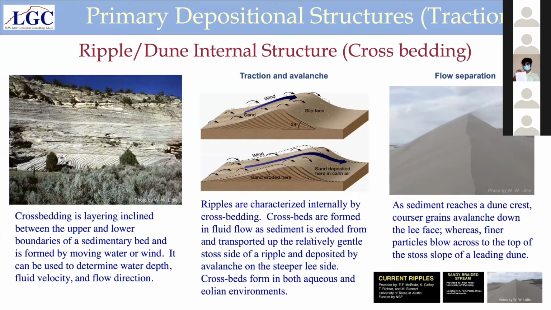I'm sure that most of you have seen a diagram such as the one in the middle here, where a ripple or a dune is formed as the wind or water, in this case, move from the left to the right. And as they do so, they will erode sediment off of the gentle slope, and it will avalanche down the front to form the crossbed pattern. And I've got a couple of videos down here to demonstrate this.